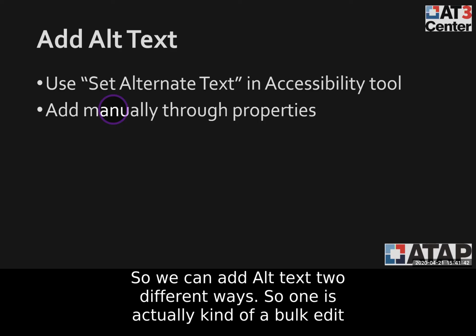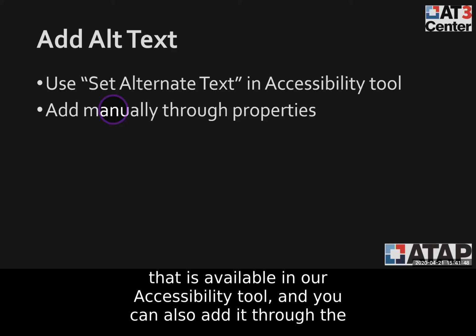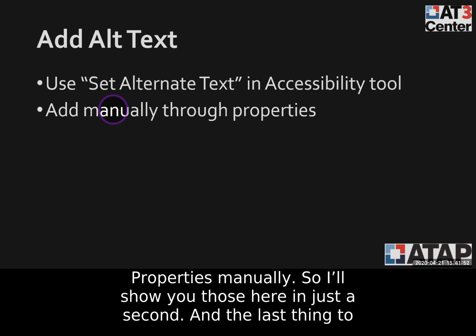So we can add alt text 2 different ways. So one is actually kind of a bulk edit that is available in our accessibility tool, and you can also add it through the properties manually. So I'll show you those here in just a second.